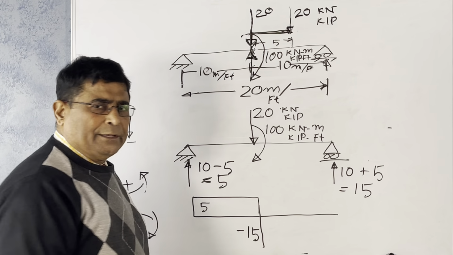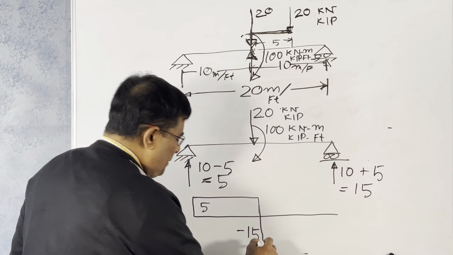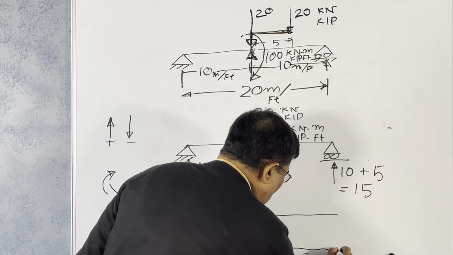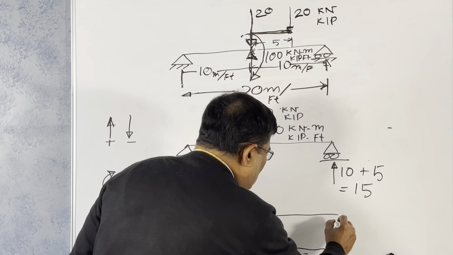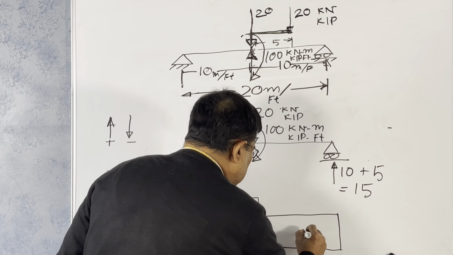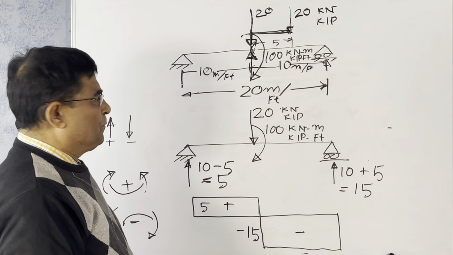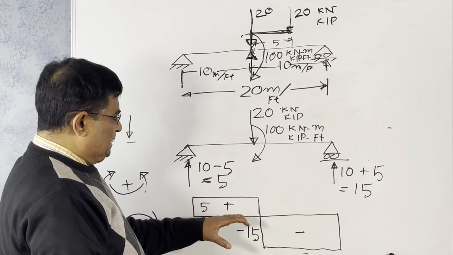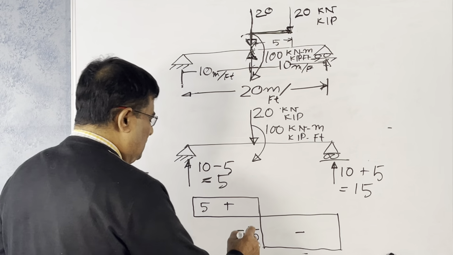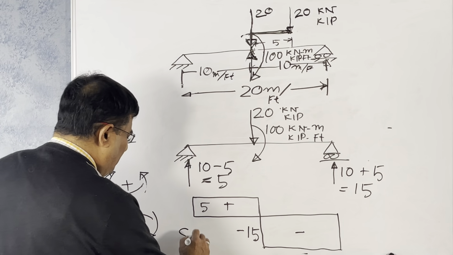No load in between. Now, from here to here, this 15 will continue upward here. This 15 will go and balance out. This is positive shear force and this is negative shear force. So this is the shear force diagram, the SF diagram.